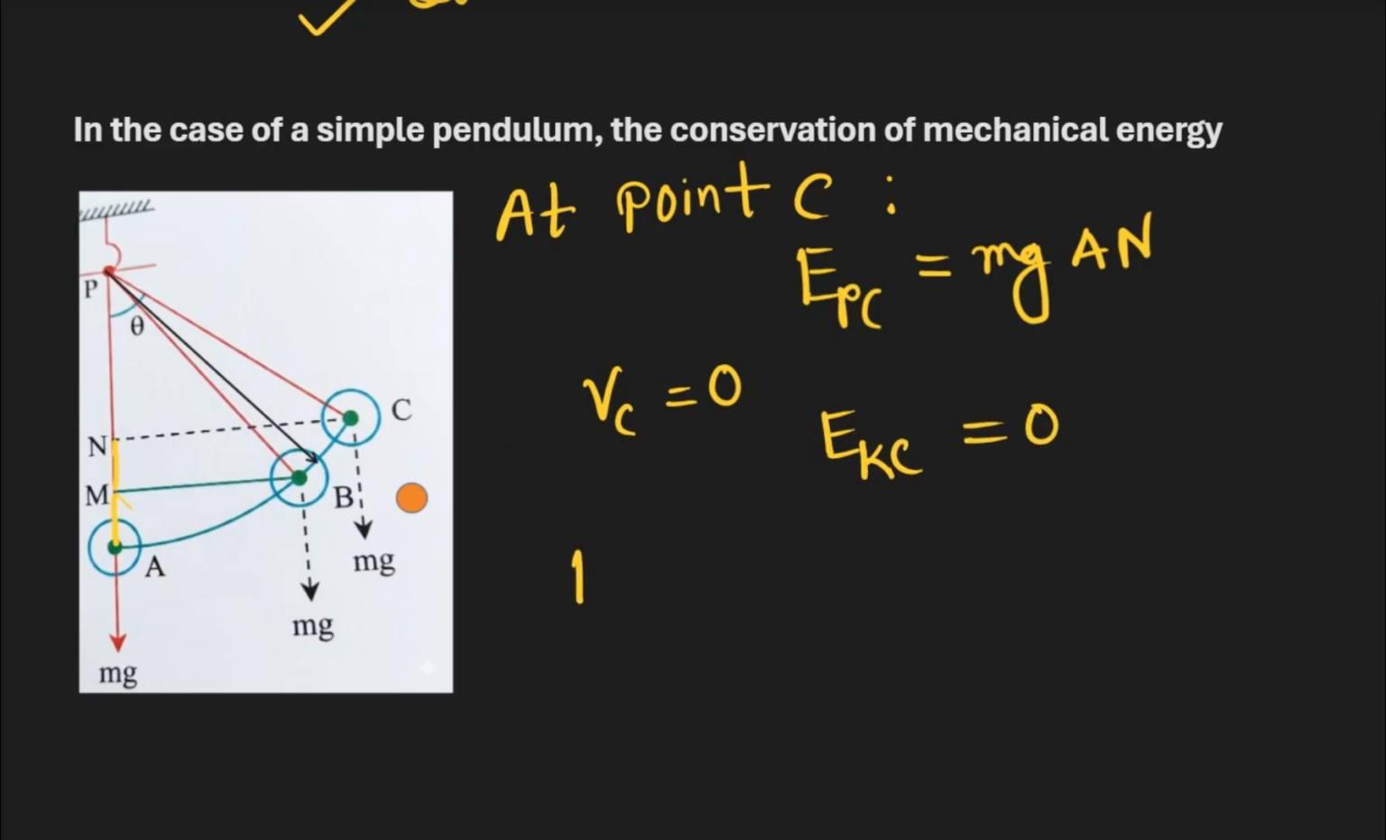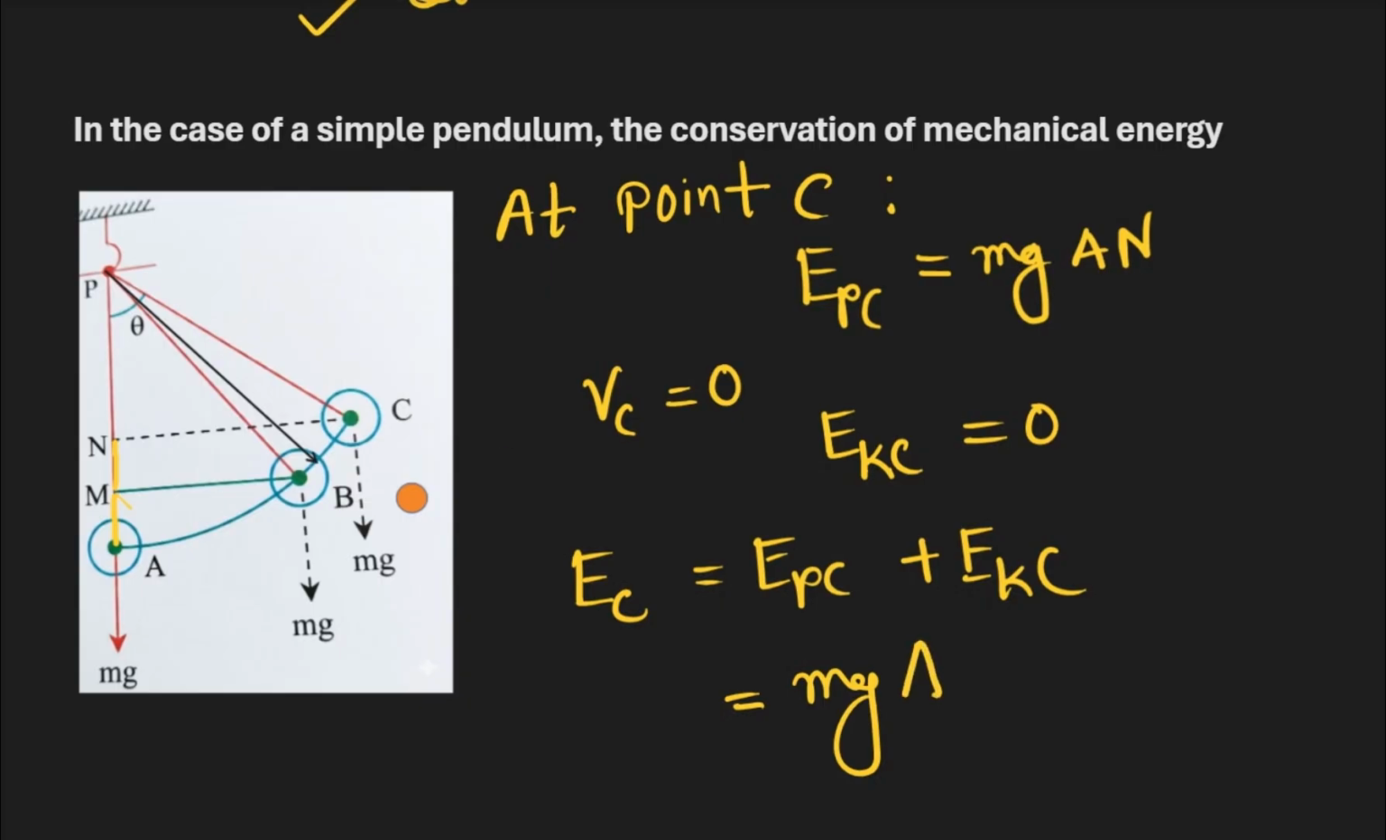So the total energy at point C is equal to EPC plus EKC. So the value is mg AN. So the total height will be AN.